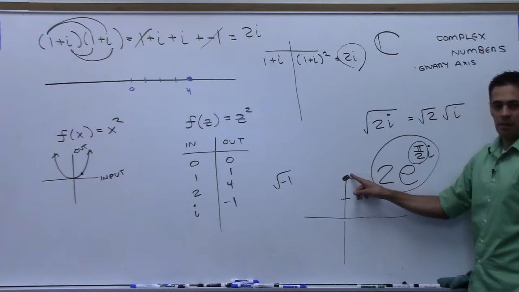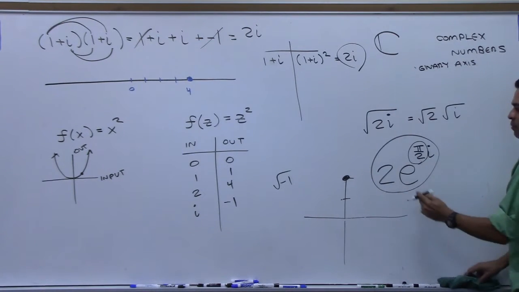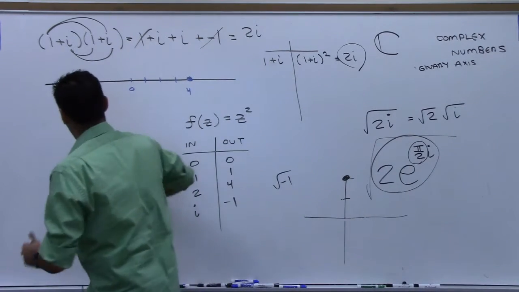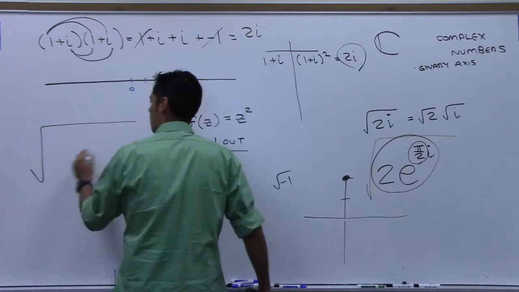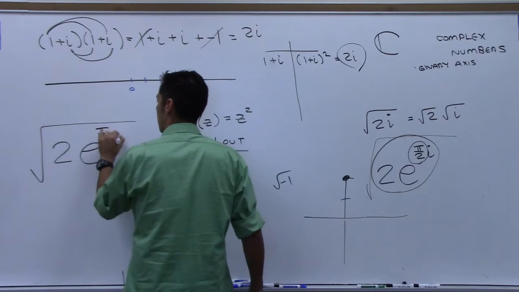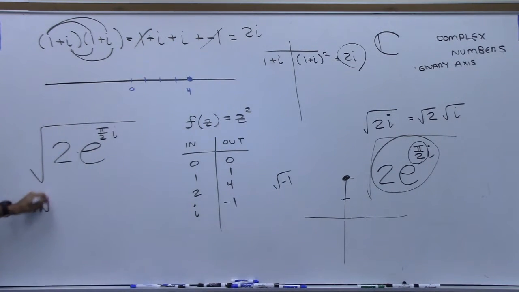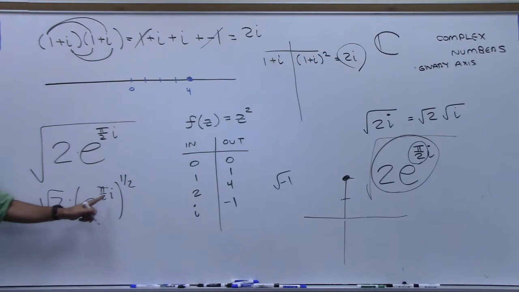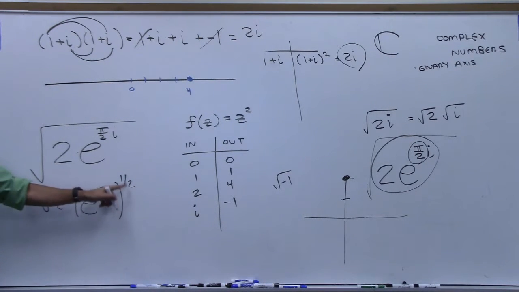Okay? Understand? Now, if I want to take the square root of that, which is what you were asking, then what I can do is I can split this into root 2, and then I can go e to the pi over 2 i, square root, right? But isn't square root the same as raising to the 1/2? And when you take a power to a power, or something to a power, what do you do to these powers?